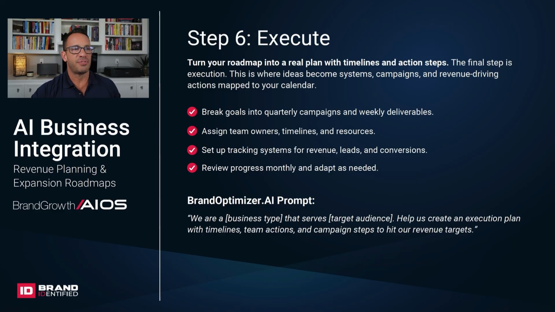Now, the 6th and final step in this 6-step AI business integration framework is to execute. Turn your roadmap into a real plan with timelines and action steps. This final step is all about execution. This is where ideas become systems, campaigns, and revenue-driving actions mapped to your calendar. So break your goals into quarterly campaigns and weekly deliverables, assign team owners, timelines, and your resources, set up tracking systems for revenue, leads, and conversions, and review progress monthly to adapt as needed.